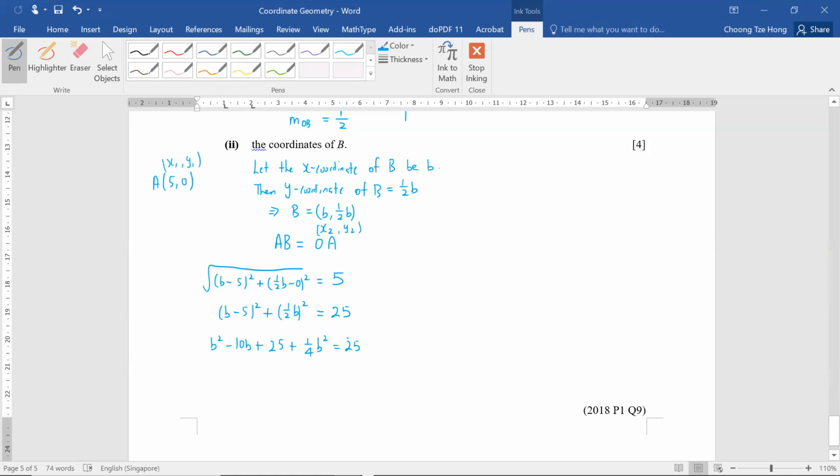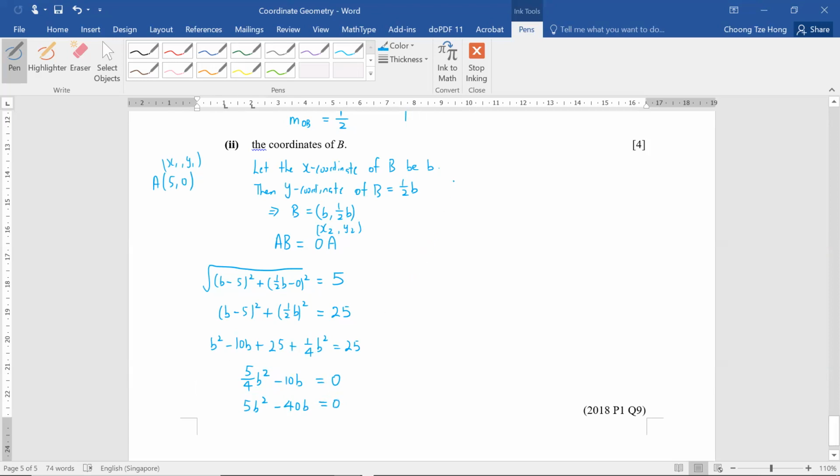Alright, so we'll tidy up a bit. b squared plus 1/4 b squared, you'll get 5/4 b squared, because b squared is 4/4 b squared, plus 1/4 gets 5/4. Minus 10b. The 25 will cancel off. Then from here I'll multiply by 4 throughout, so you'll get 5b squared minus 40b equals 0.